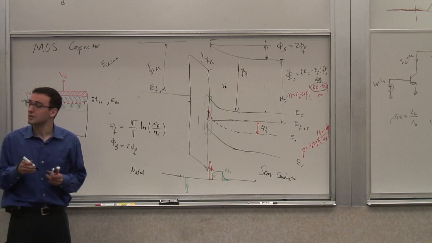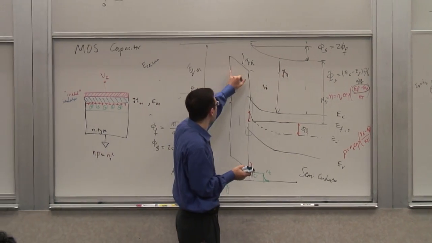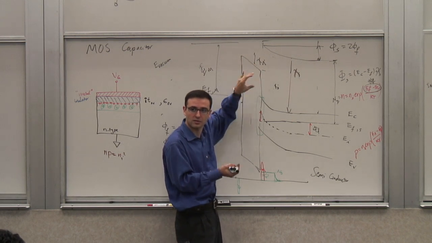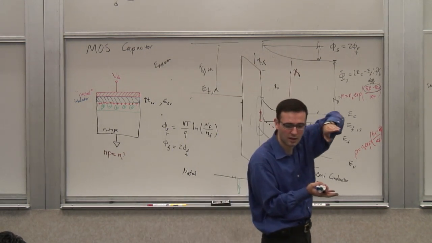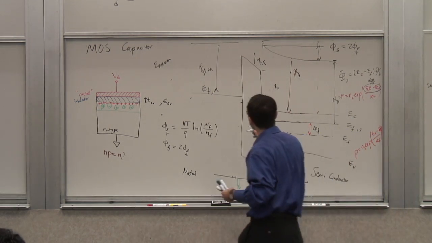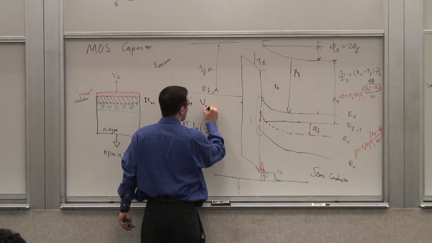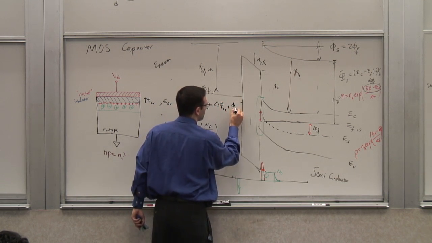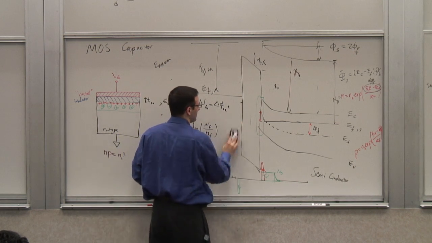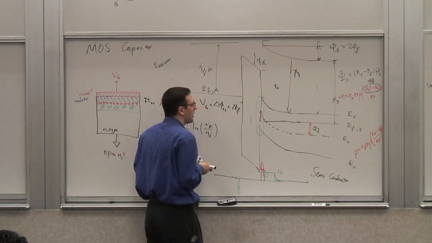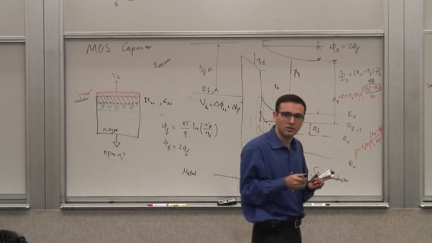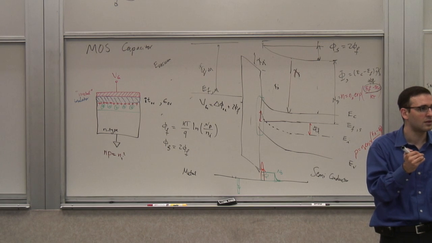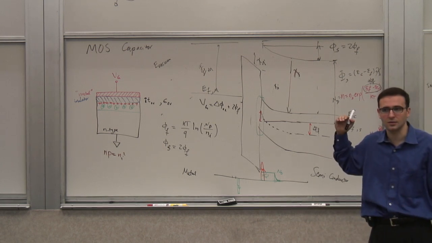Now, we haven't solved this question completely. What you need to do now is to calculate the potential drop across the oxide, because I have an additional potential drop due to the constant electric field across the oxide. Once I do that, I can calculate my Vg. So my Vg is going to be the sum of these two: the voltage drop across the oxide plus the surface potential, which is 2 phi f. And when I do that, I can determine the voltage at which strong inversion occurs, and that's the threshold for this MOS capacitor.